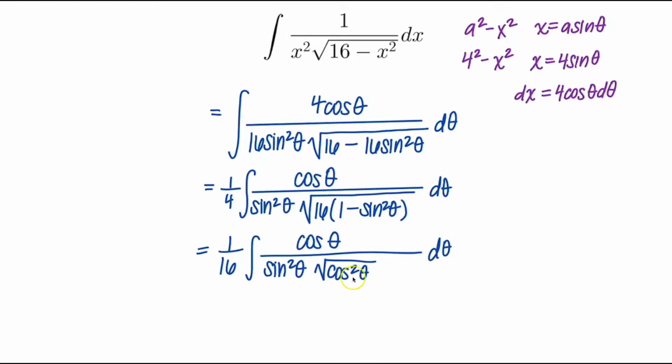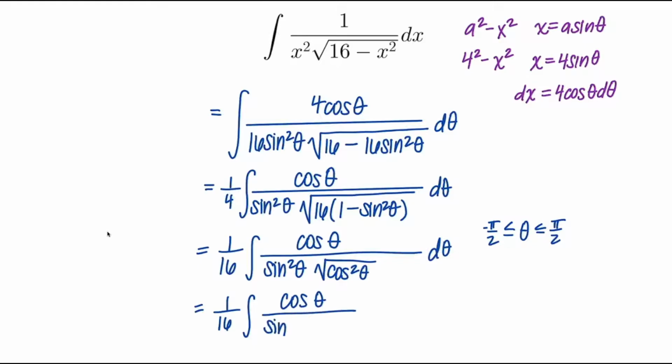All right, so the square root of cosine squared theta is technically absolute value of cosine theta, but because we work on those domain restrictions, since we had the substitution x equals a sine theta, we're on the restriction that theta is between negative pi over 2 and pi over 2. So we can just assume this is the positive cosine theta piece. So I have 1 over 16, the integral of cosine theta over sine squared theta times just cosine theta.